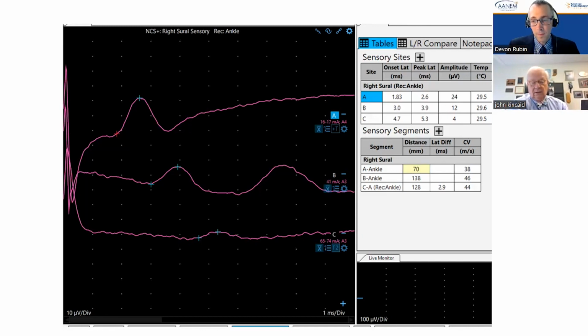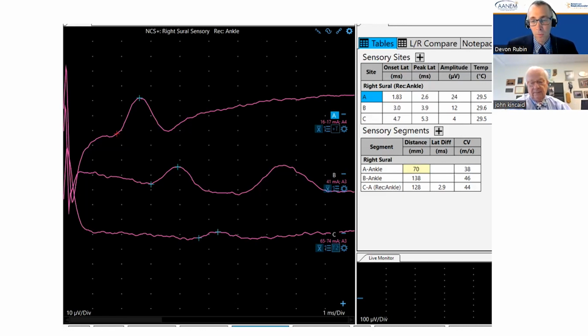You've got a little bit of a low amplitude. Well, you've got a low amplitude and mildly slow velocity. So that could represent just axon loss in the S1 nerve root. And with the preganglionic lesion, you've got a beautifully spared sural. So that would be a possible explanation.